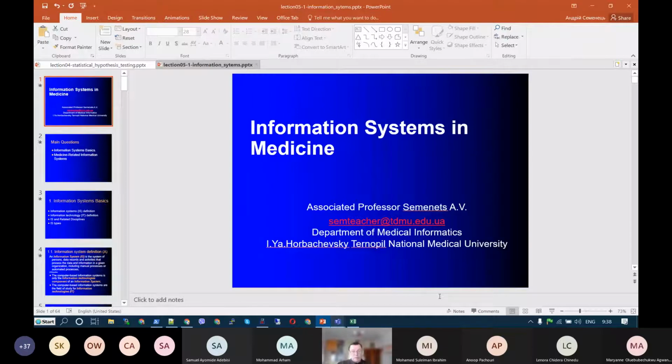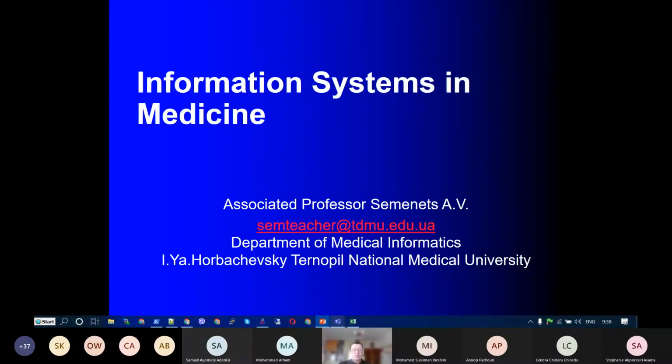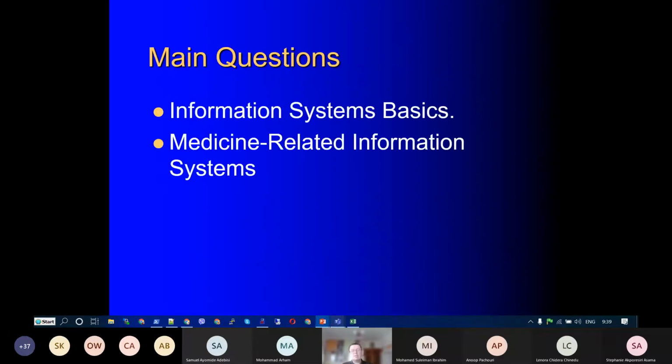Okay, now let's move into lecture topic 5. Here I will start with information systems and their usage in medicine. But before we talk about the application of information systems in medicine, we need to review information systems in basics: their definition, classification, the scientific area related to them, and so on.